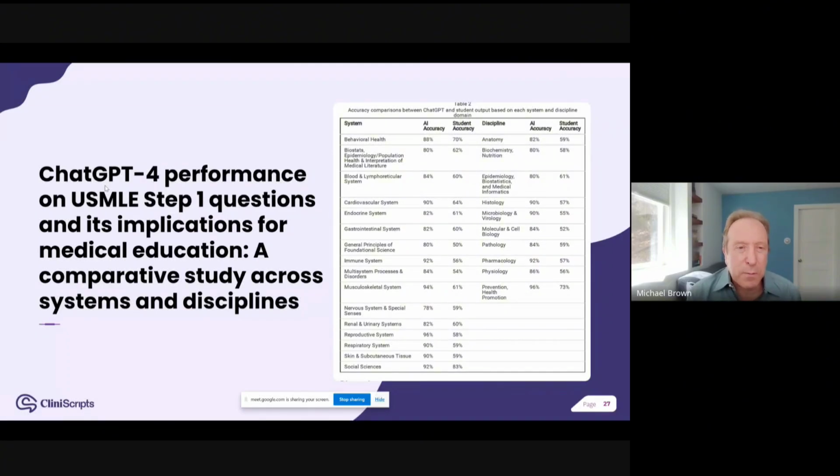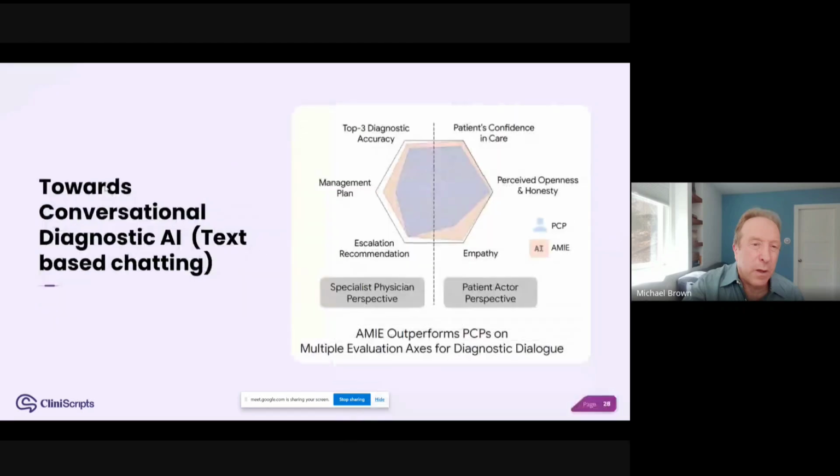Here's ChatGPT performing on a board exam and doing better than the students, which is kind of surprising. It wasn't trained particularly on these exams, but yet it was trained on medical knowledge, and yet it was able to do better than the students.